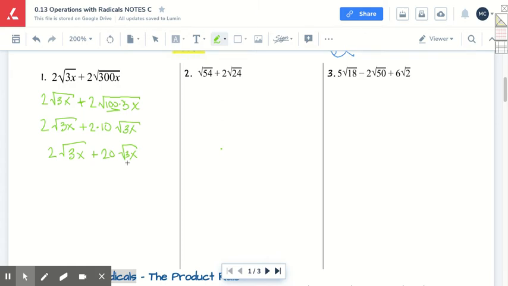And now I've got 2 things to add together. The radicals match exactly. They have the same index and the same radicand. So I can just add the numbers that are in front. So 2 plus 20 is 22 root 3x.